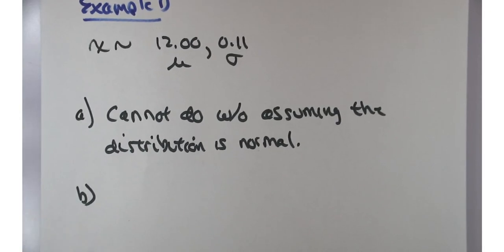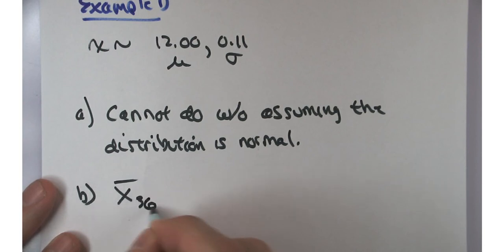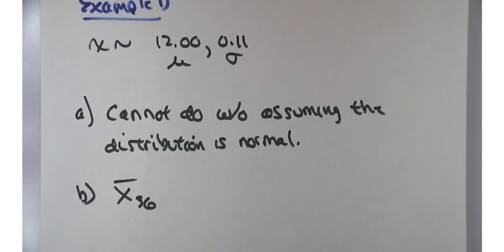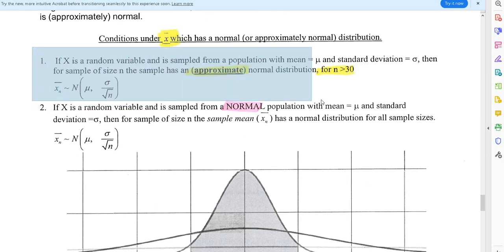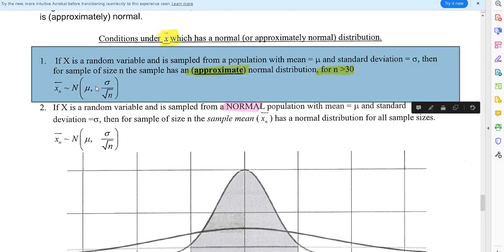But what about for samples of size 36? What can I say about the distribution now? Am I still out of luck because my original population wasn't normally distributed? Ethan's shaking his head no. He's right. Why is he right? What's changed now that we're dealing with a sample size of 36? Yes, sample size is over 30. And if the sample size is over 30, then you'll get an approximately normal distribution for the sample mean. So we're dealing with the first part of our central limit theorem. That is, because the sample size is large enough, X bar is going to have an approximately normal distribution.